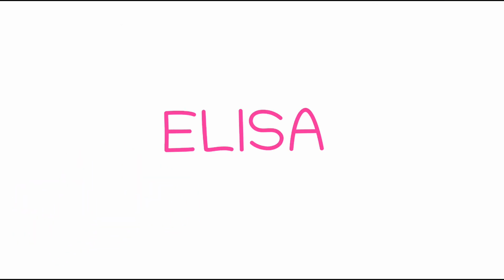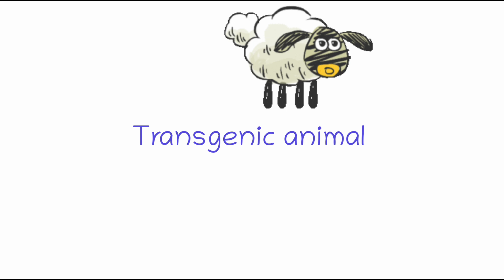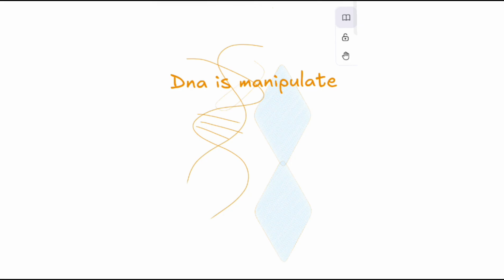ELISA is based on the principle of antigen-antibody interaction. Infection by the pathogen can be detected by the presence of antigens such as proteins, glycoproteins, etc., or by detecting the antibodies synthesized against the pathogen. Now the next topic is transgenic animals.